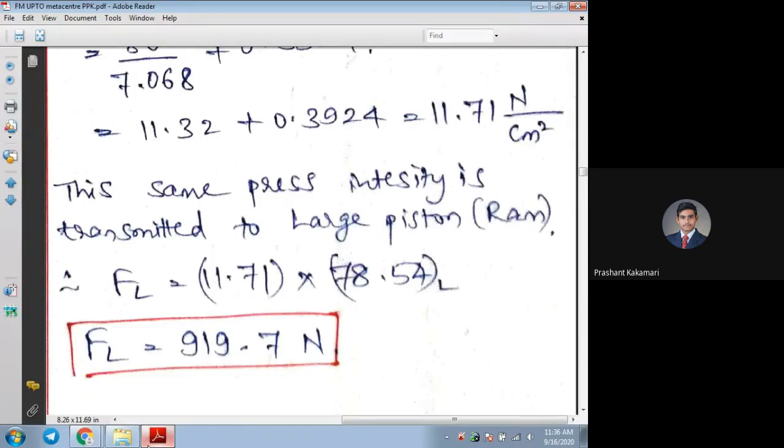So to find the force on the larger piston, I will multiply what? I'll multiply the pressure into the area of that larger piston. So once you multiply with the larger piston, what will happen? I can find out the larger piston force. That is 919.7 Newton.